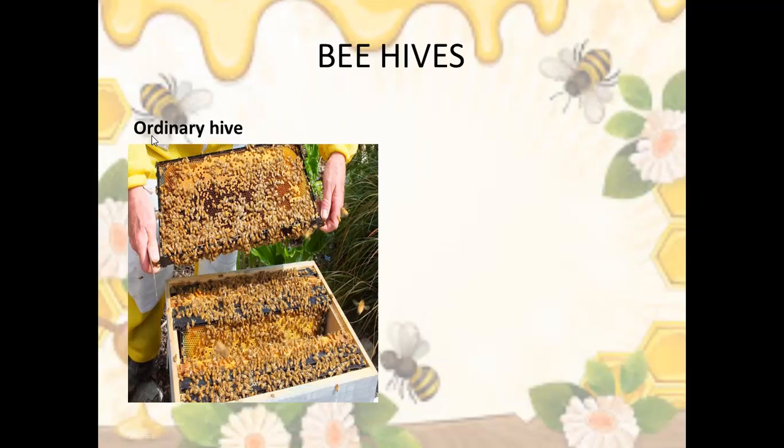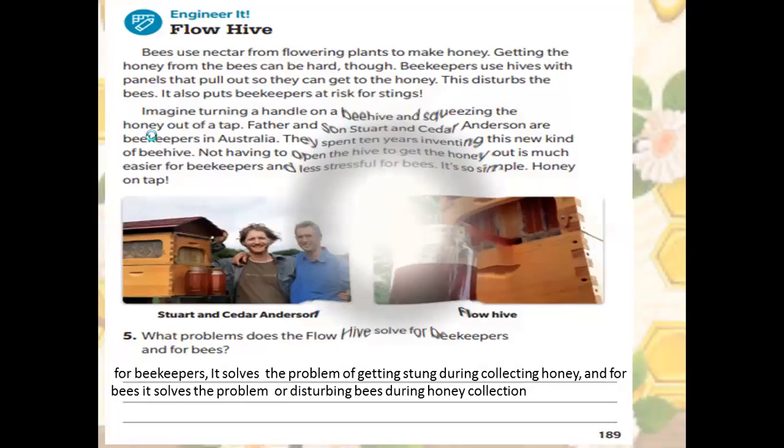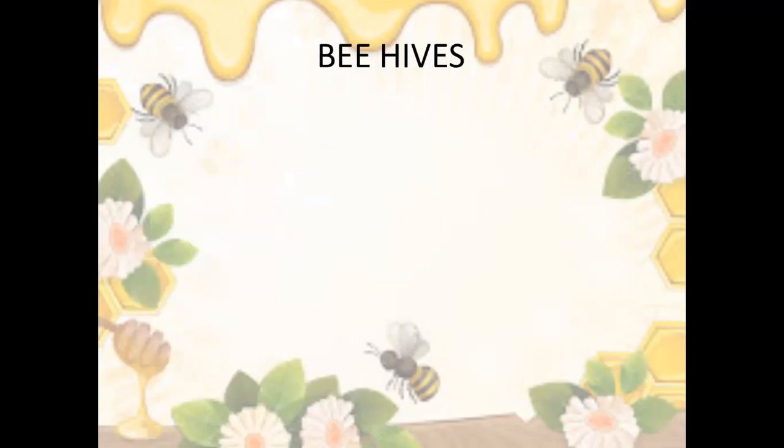That's why engineers Stewart and Cedar Anderson try to improve this hive. You all know that engineers are all the time trying to make our life easier. That's why they improved the ordinary hive to something called the flow hive, to solve our problem and the bees' problem.